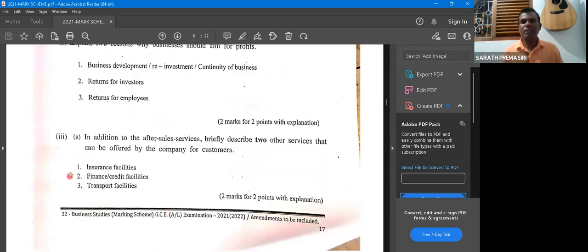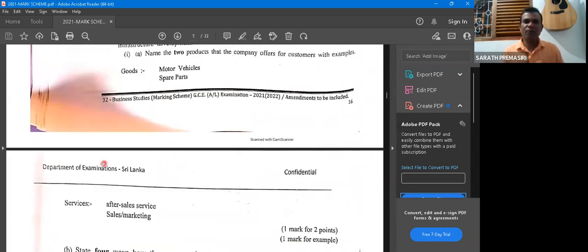What? Insurance facilities can be given. Finance or credit facilities can be given. And then transport facilities can be given. Look at the answer. Some businesses can be involved in insurance activities. Now look at the paragraph here.